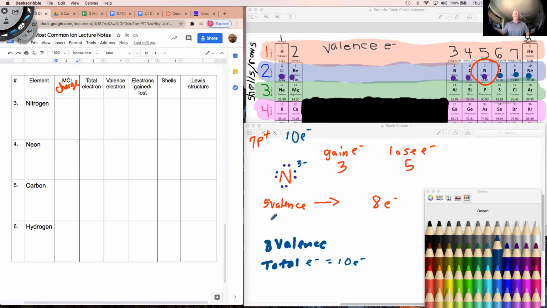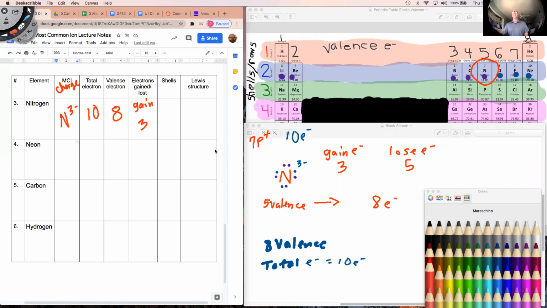So let's write this thing in. Let's take a look. So what would be the MCI for nitrogen? Well, nitrogen would have a charge of 3 minus. Its total electrons are going to be 10 total electrons. The number of valence electrons are going to be 8, because 8 is a very stable configuration. Are we gaining or losing electrons? Well, in this case, we're going to gain 3 electrons.